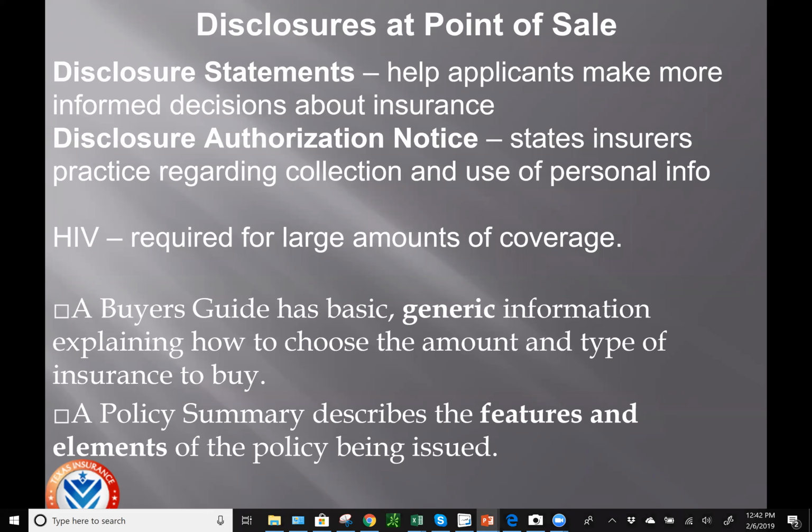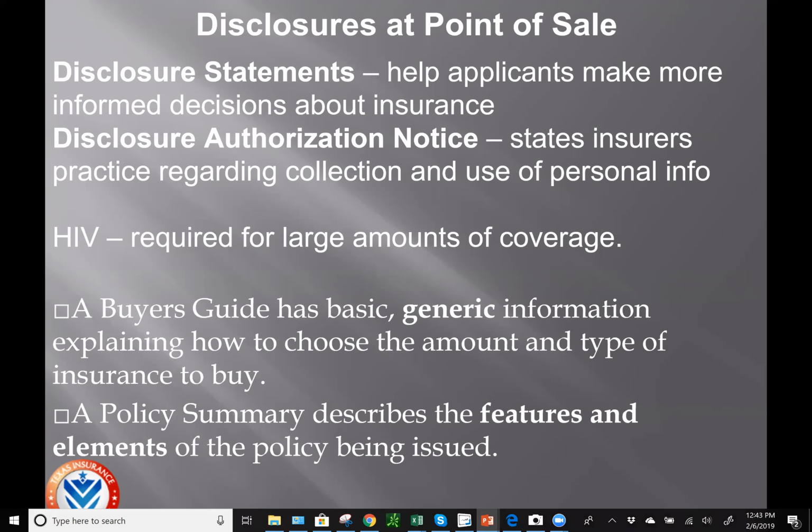Next, there's a disclosure authorization notice, which states the insurer's practice regarding the collection and use of personal information. The insurer just needs to know that their personal information is being gathered, and then how it can be used, and just for underwriting purposes only.